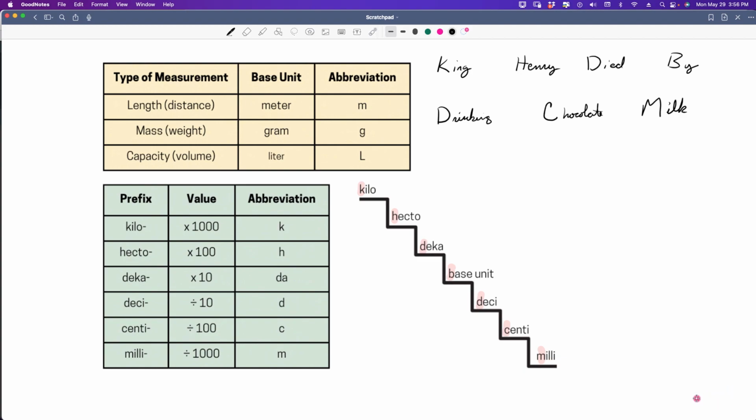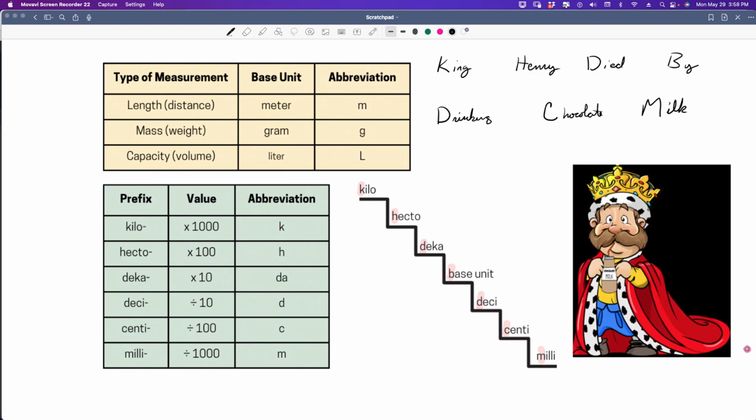And here's a cute little picture to help you visualize King Henry died by drinking chocolate milk. Here is King Henry, our little king who died by drinking chocolate milk. So I hope that little funny picture helps you remember this acronym or anagram or whatever it is that will help you remember the stair step. The stair step will help you get your decimal places in the right spot. So let's do an example problem using our stair step and our conversion method. Okay?